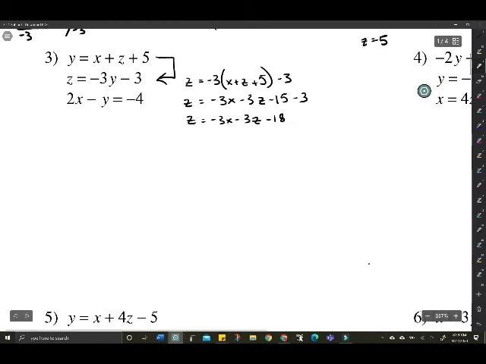So I know that z then, if I subtract the 3 over, or add the 3z, I know that 4z plus 3x is equal to negative 18. Now, I wanted to show you this because I get to this point and I'm kind of stuck, because if I want to use this third equation, it has terms of x and y, and this has terms of z and x.